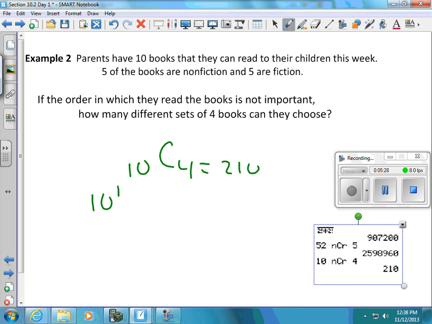If you were going to set it up, it would be 10 factorial over 10 minus 4 factorial times 4 factorial. And I'll let you finish off the work for that as well.